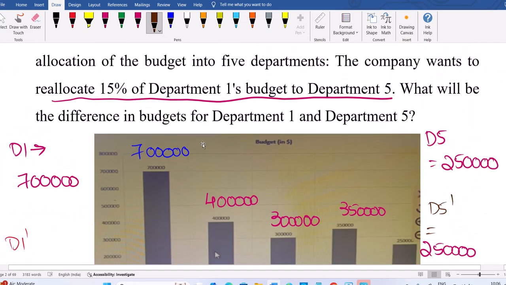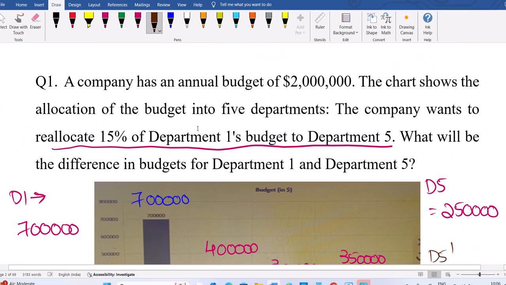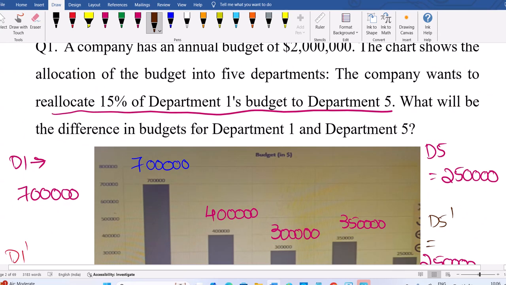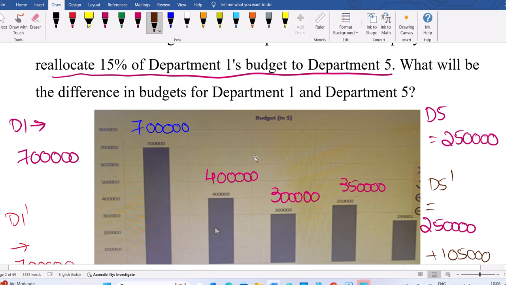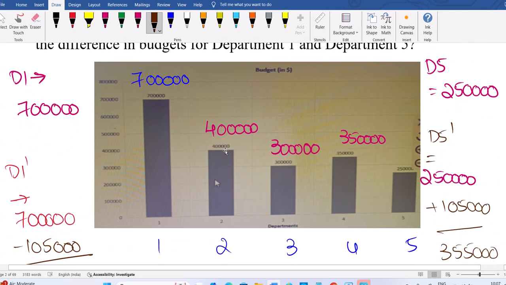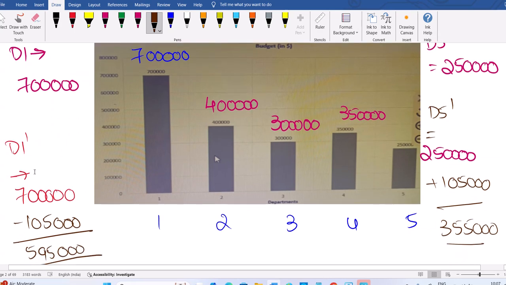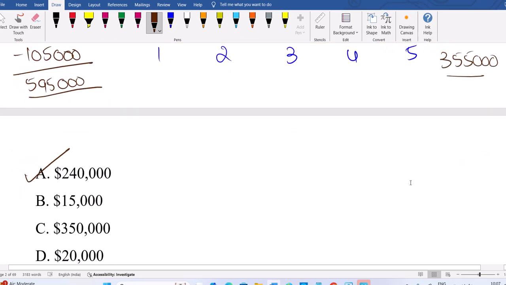In the Cocubes platform, you can definitely expect a question from data interpretation. It can be a bar graph, it can be a pie chart. There are a lot of different diagrams you can expect, pie chart, table, bar graph related. This one is related to a bar graph. We'll see the other things as well. I hope you understand this question. They divided the budget into different departments, then reallocated 15% from department 1 to department 5. The difference is 2 lakhs 40,000.